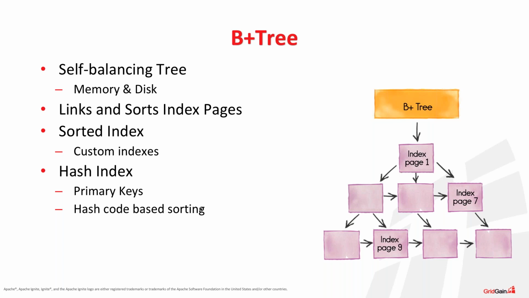And as for the indexes, we support sorted indexes. These are the indexes that you define at your application level using data definition language or other approaches available in Apache Ignite. The second type of index is called hash index. It's the same sorted index, with the only difference that it's used for your primary keys.